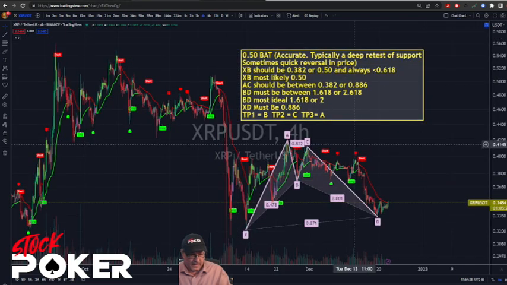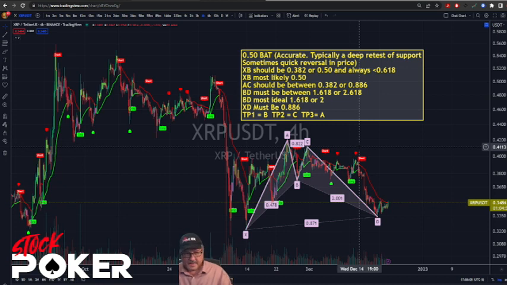I was looking, I found another one here. So here's a good example of a bat. This hasn't played out, obviously, so we'll come back and check on this over the next few weeks. But here's a bat. The bat has a lot of aspects similar to the Gartley, and it has some must-be numbers. And in the title of this, I called it a 5-0 bat.